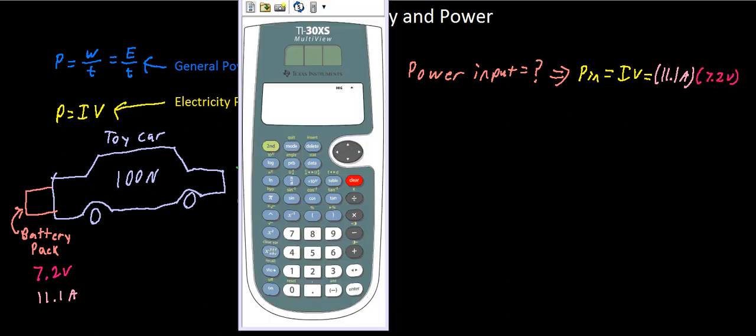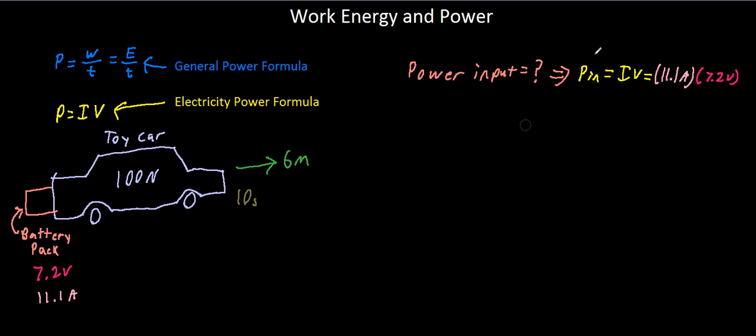And I'm bad at math, so we'll pull out our handy-dandy calculator. What's 11.1 multiplied by 7.2? And what do we get? We get 79.92. So our power input equals 79.92. You could say joules per second, but I'm going to put it as watts since it's the more correct answer.